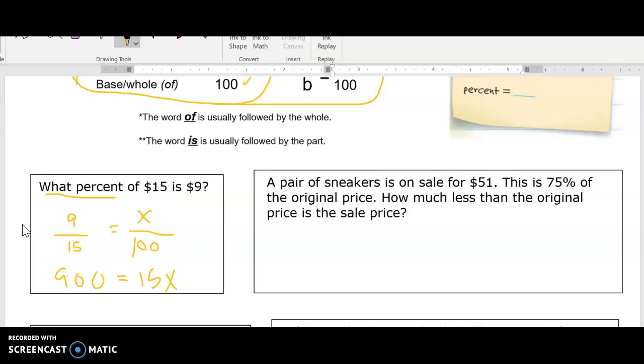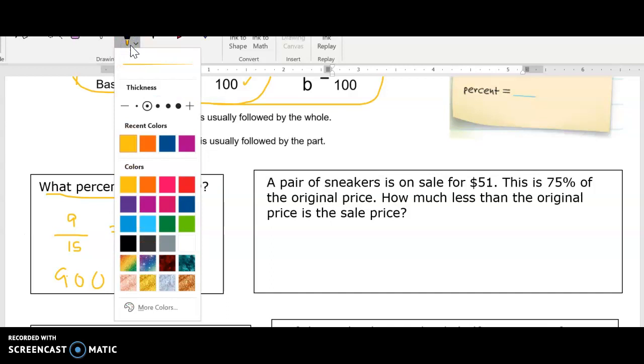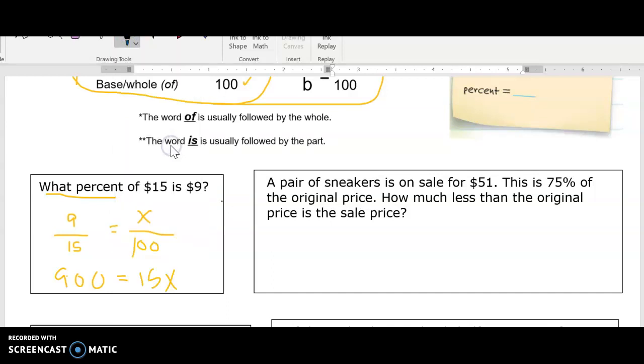900 divided by 15, and that's 60. So your answer goes here, is 60, and your answer is 60%.